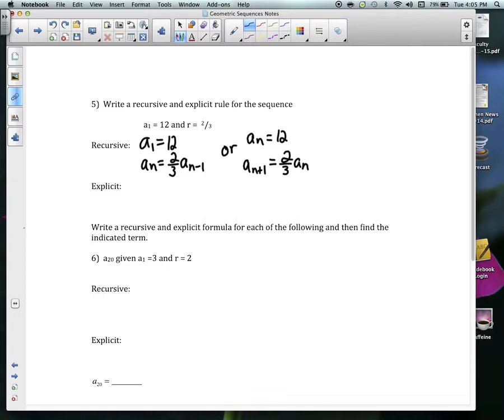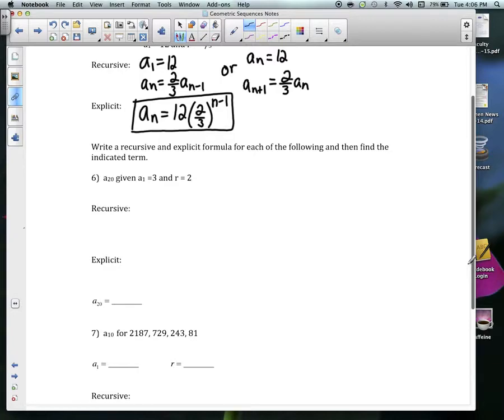Explicit, again, I'm using parentheses. Always to the n-1 for that. Right, now we're going to use these rules. We're going to find our two formulas and then maybe find a term in the sequence.